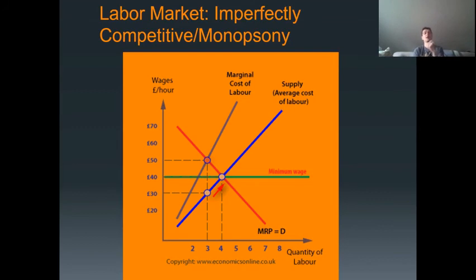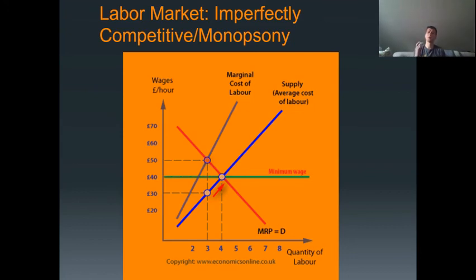Monopsony. For a monopsony, now it's a single firm that purchases all of the input. Now you have a downward sloping marginal revenue product curve, just like you had before, but you have a separated out and upward sloping supply curve and marginal factor cost curve. So the marginal factor cost is the one above it. Supply curve is the one below in blue.